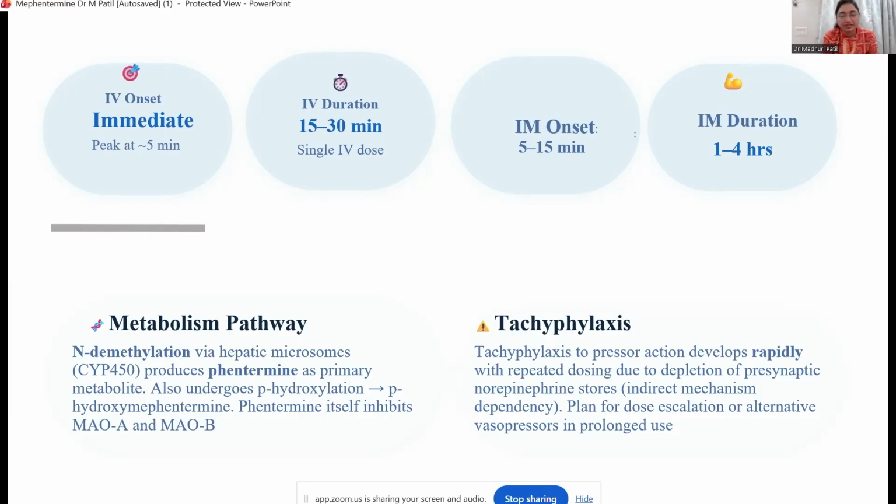Tachyphylaxis. Tachyphylaxis to the pressor action develops rapidly because repeated dosing will cause depletion of presynaptic norepinephrine stores, which is an indirect mechanism dependency. So in case of tachyphylaxis, we will escalate the dose of methamphetamine or use alternative vasopressors in case of prolonged use of methamphetamine.